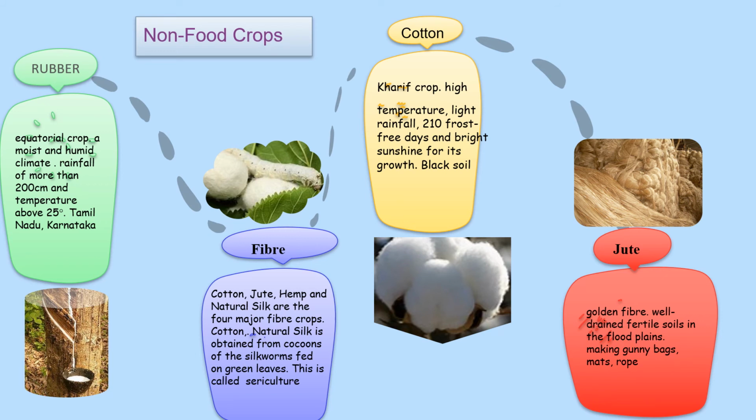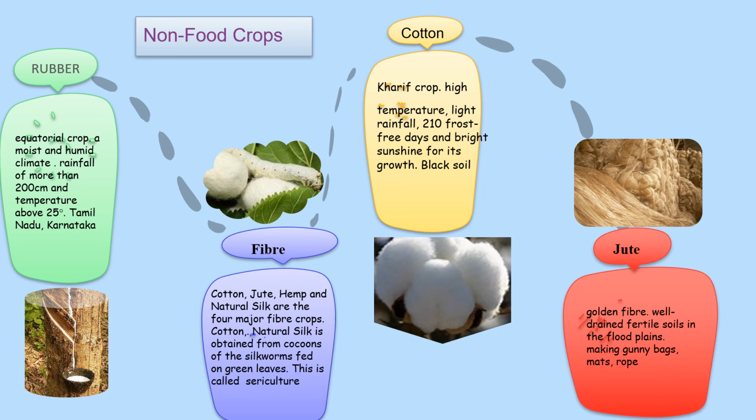The next one is fiber. Fiber is further divided into cotton, jute, hemp and natural silk. Natural silk is obtained from the cocoons of the silkworms fed on the green leaf. This is called sericulture. Sericulture or silk farming is the cultivation of silkworms to produce silk.